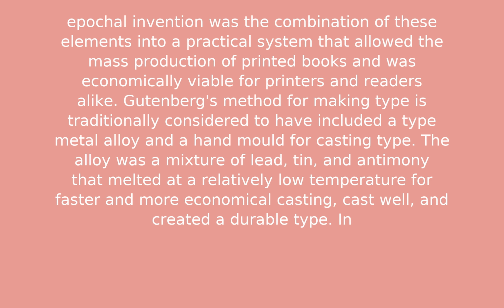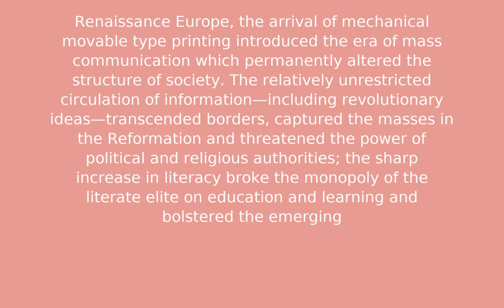Gutenberg's method for making type is traditionally considered to have included a type metal alloy and a hand mold for casting type. The alloy was a mixture of lead, tin, and antimony that melted at a relatively low temperature for faster and more economical casting, cast well, and created a durable type.